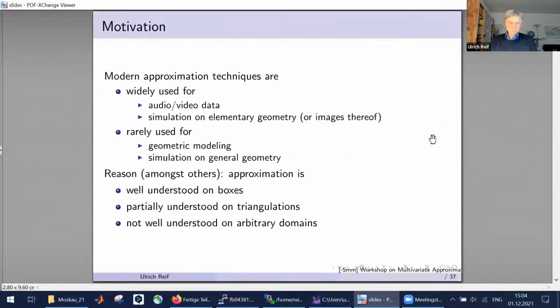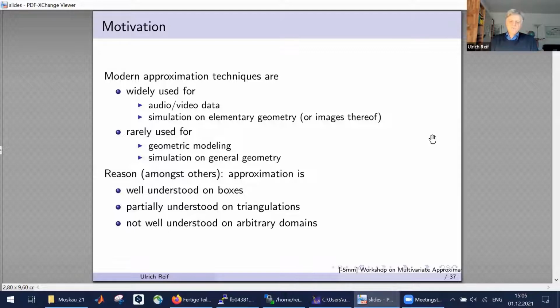Okay, here's the motivation for my talk. Modern approximation techniques like wavelet compression or the like are widely used for audio or video data. Yeah, so this is commonplace, and they are used also for simulation on elementary geometry, or say images of elementary geometry, but they are rarely used for applications like simulation on general domains. And there are several reasons for that.